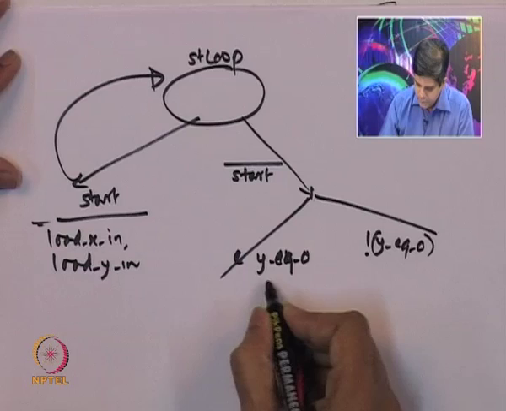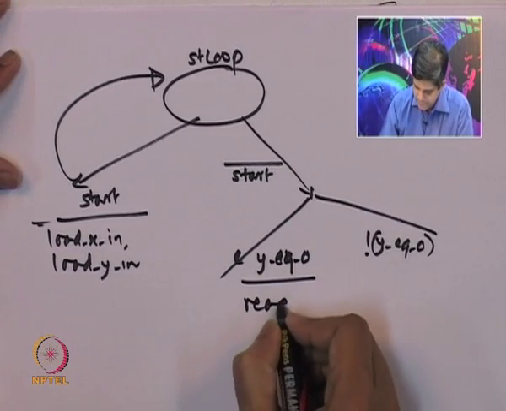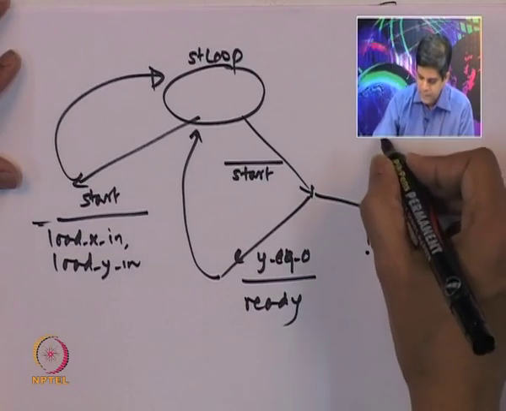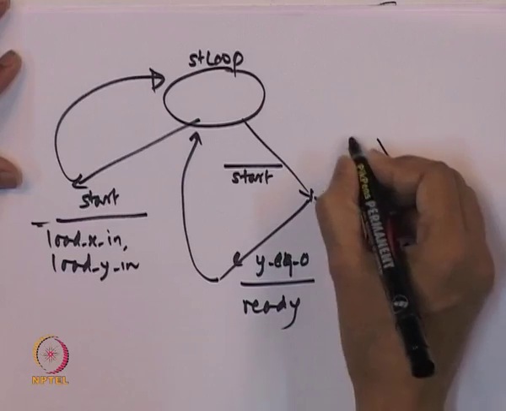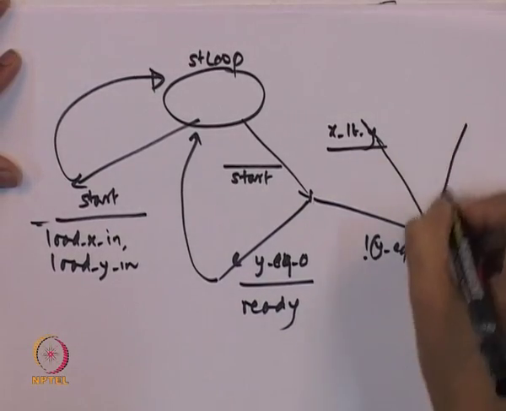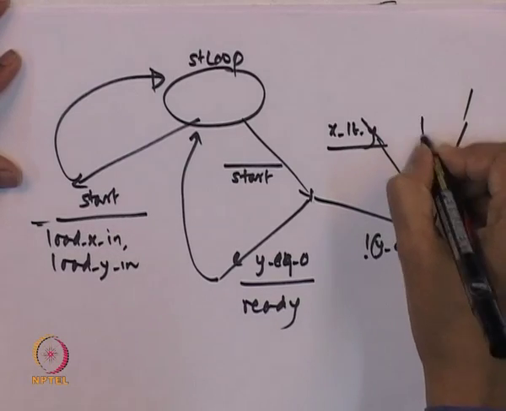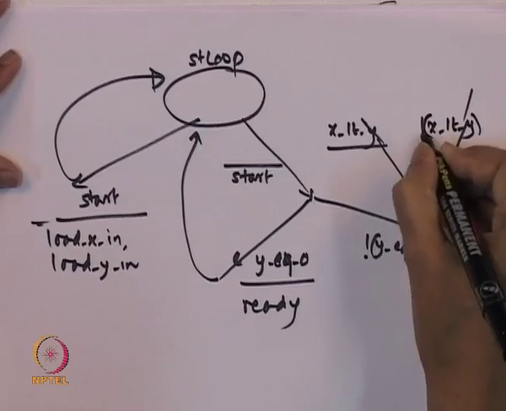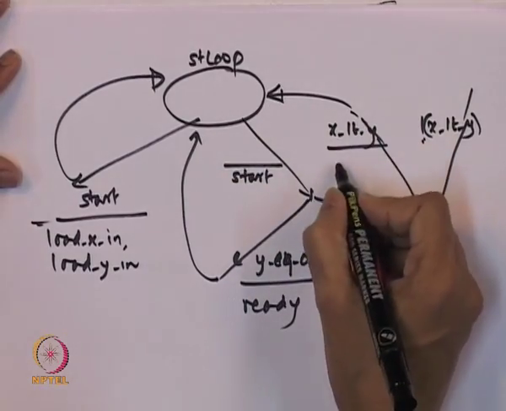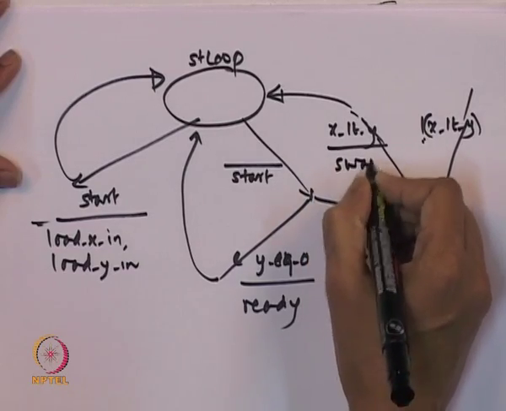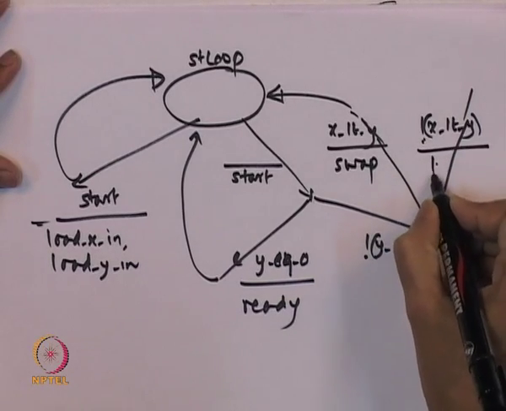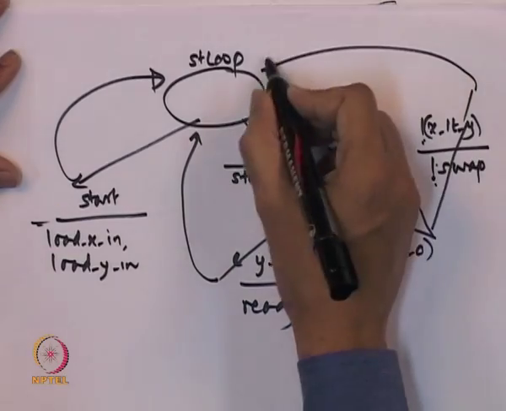Either y is equal to 0 or y is not equal to 0. If y is equal to 0, the controller will assert the ready signal and get ready for the next clock cycle. If y is not equal to 0, then we have two situations, which depend on whether x is less than y or x is not less than y. If x is less than y, the controller, in the next clock cycle, will stay in the same state, but the control signal swap will be asserted. That is the output of the controller. And if x is not less than y, then swap will be deasserted. Swap will be set to 0 and we will go back to the same state.